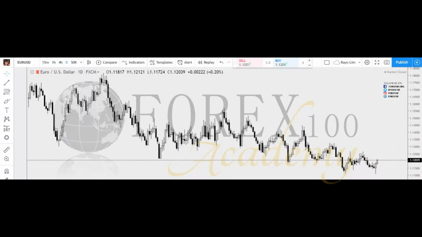This week for the weekly market analysis, let's look at Euro Dollar. On the daily chart, we can see that it's a bearish movement. The market got well supported at the 1.1103 area, so it might show a potential counter trend opportunity.